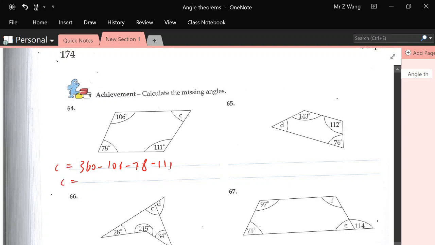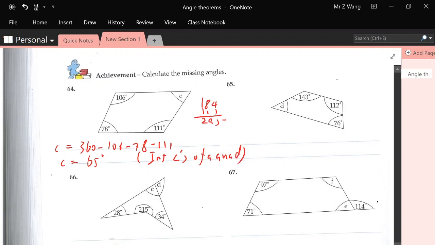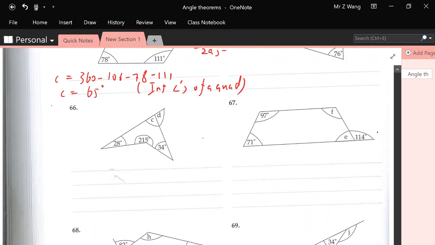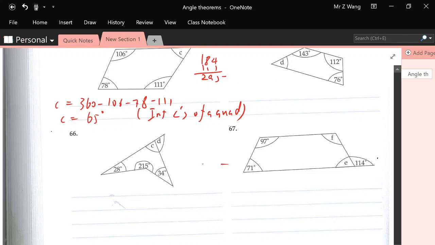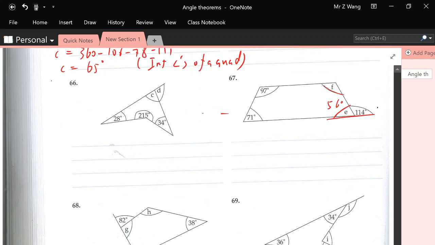C equals 184, 111, 295. So that's 65 degrees, right? Interior angles of a quad. Now, these are just all the same stuff, right? Now, the thing with this question is you can use angles on a straight line to figure out E, right? So that's 56. And then you're only leaving F to figure out, right? So it just becomes tedious.